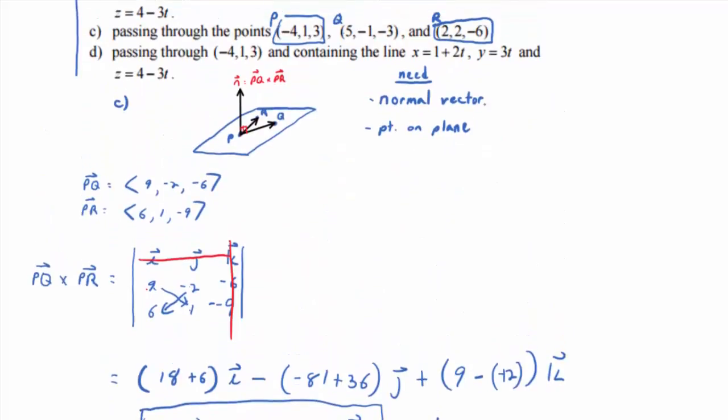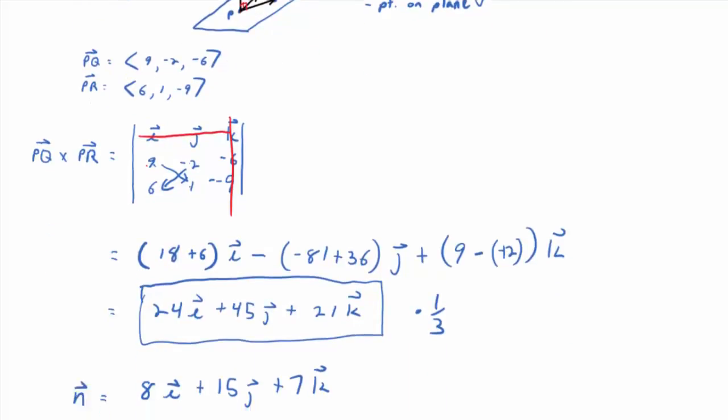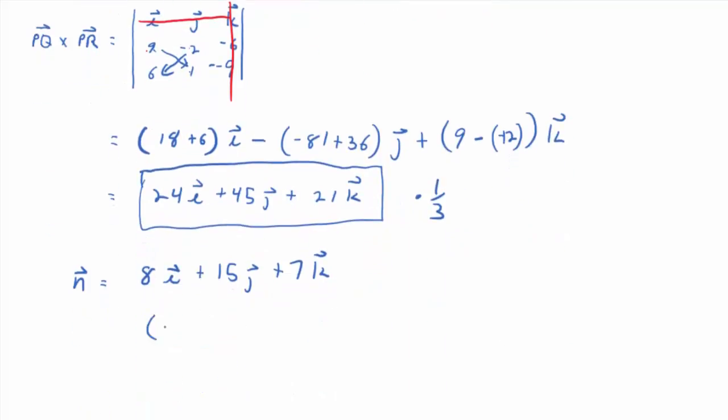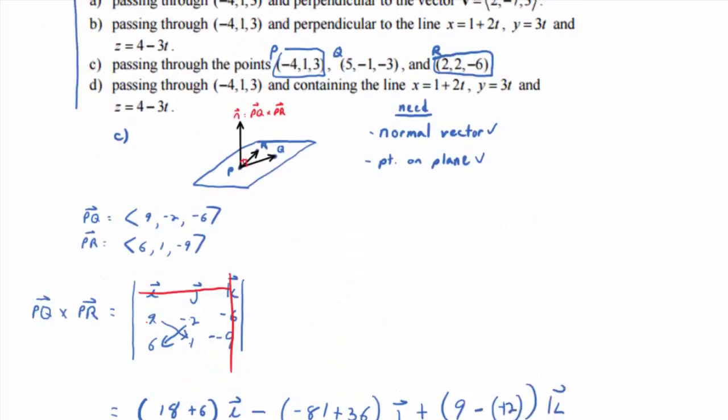Okay, so we've got our normal vector, and we've got 3 points. I said we need a normal vector, got it, and a point on the plane. Well, we're given 3 points, right? So does it matter which one we use here? No. Really doesn't. I'm going to use 2, 2, negative 6, just for the heck of it. So I'm going to use the point 2, 2, negative 6, and you just have to make sure you copy it down right.